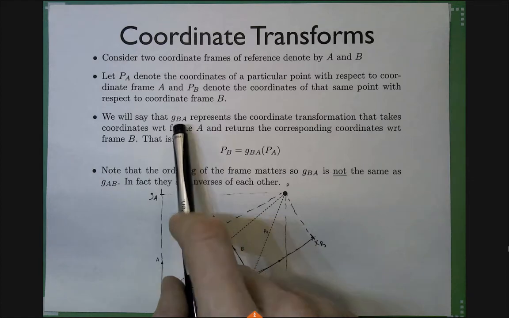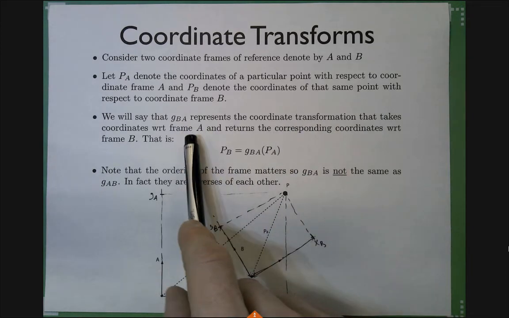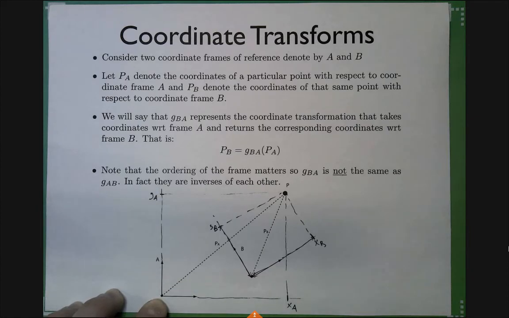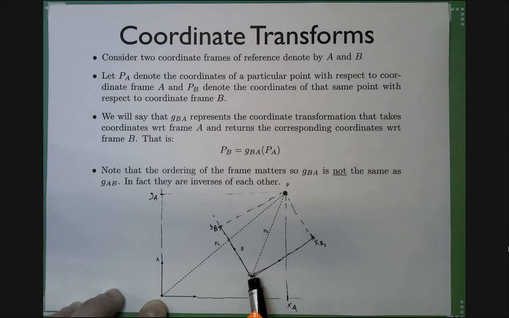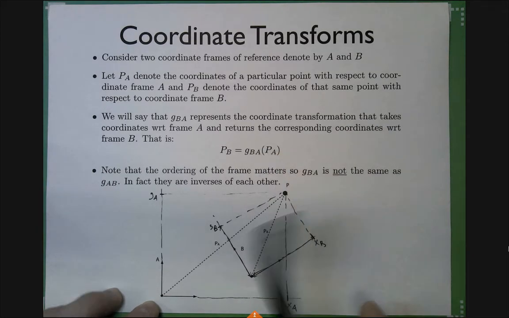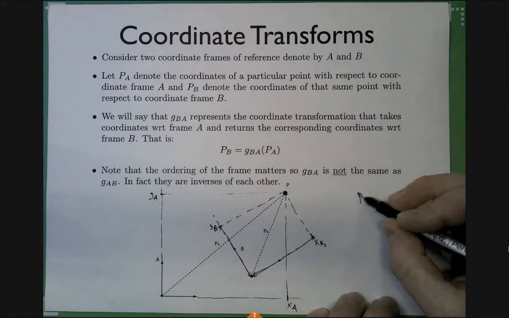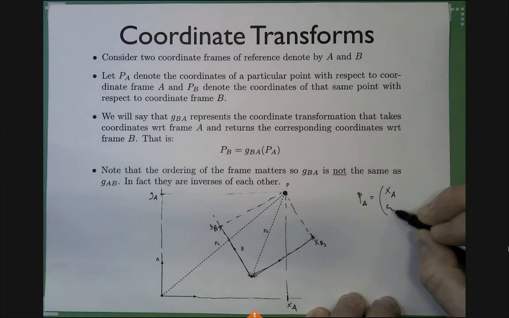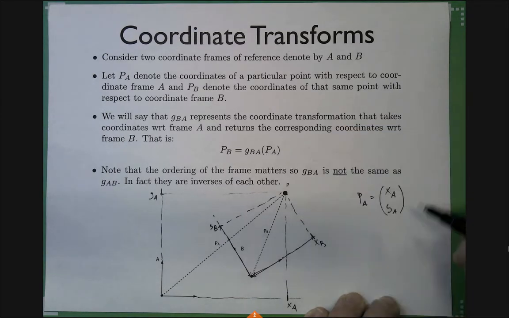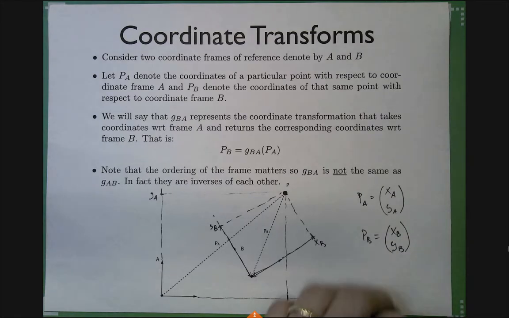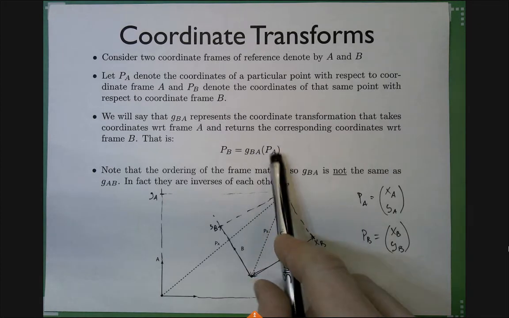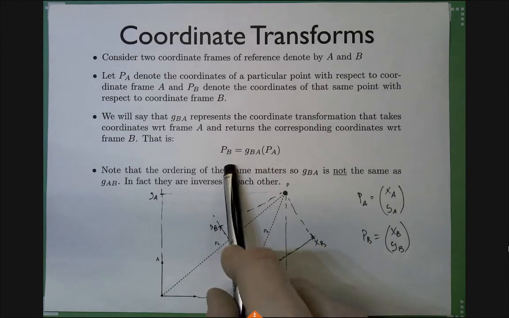So G_BA represents the coordinate transformation that takes coordinates of frame A, these ones, XA, YA, and returns the corresponding coordinates, the coordinates of the same point with respect to frame B. So PA is the XA, YA vector. That's the input, and PB is the XB, YB vector. So PA is the vector of coordinates with respect to the first frame, PB with respect to the second frame, and G_BA is a transformation which takes coordinates with respect to frame A and returns coordinates with respect to frame B.